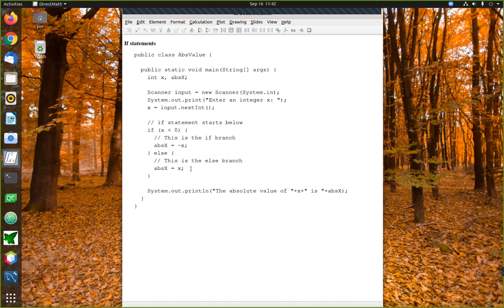All right, so then finally, after we've computed the absolute value of the input, we then can go ahead and print a message saying, okay, the absolute value of the number you entered is this. All right, very basic example of using an if statement to make a decision and then respond appropriately based on what's going on with a particular value in the program.